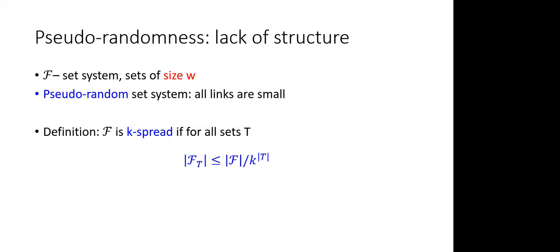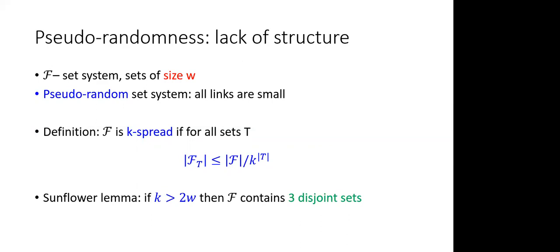Okay? And then what is our goal? Our goal is to say, what is a minimal K for which we can argue that if a set system is K-spread, then it looks nice. So the sunflower lemma says, well, if K is more than 2W, then F must contain 3 disjoint sets. This is what the sunflower lemma proved. And in fact, they only cared about sets T of size 1. So it's the weaker definition.